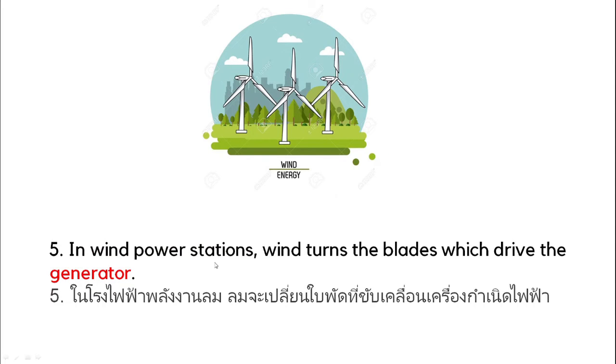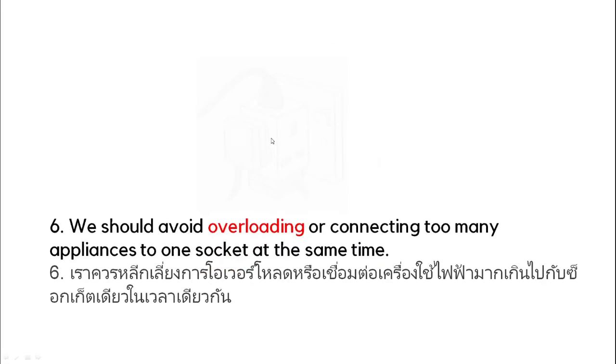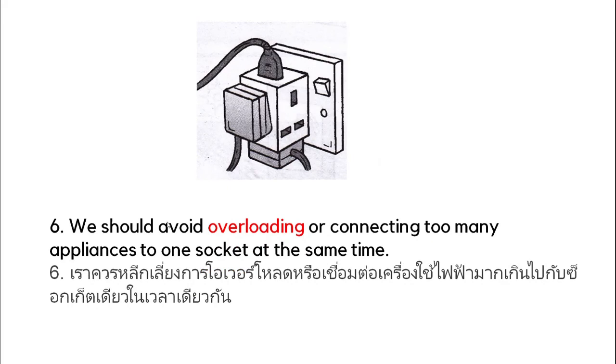Number 5, in wind power stations, wind turns the blades which drive the generator. Number 6, we should avoid overloading or connecting too many appliances to one socket at the same time. Look at the picture. This is called overloading. This is a harmful condition. We should avoid this one.